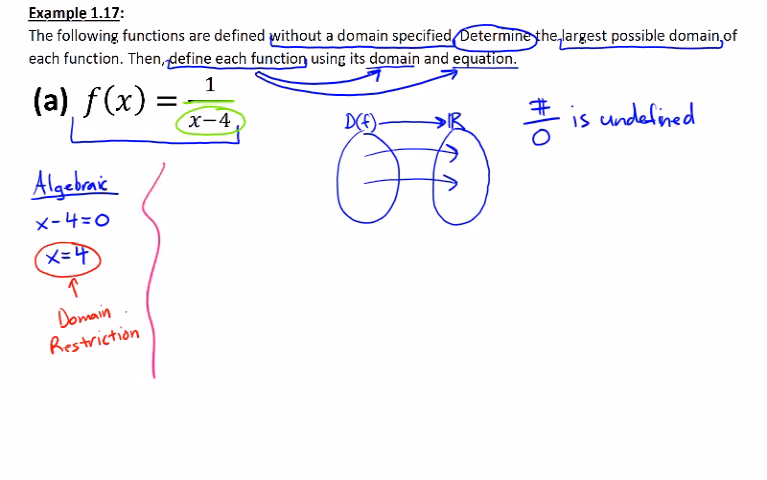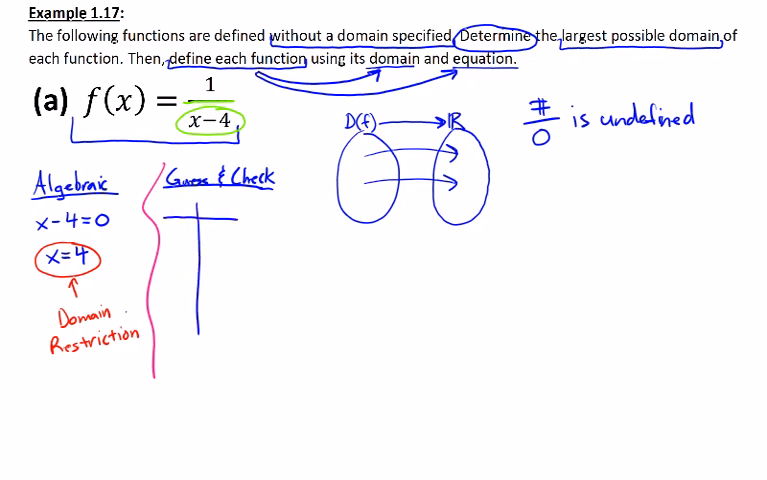So thinking about this from a guess and check perspective, I would make a t-chart and I would start plugging in different real numbers to see what works. Now, according to the algebraic technique, there is one value that is not supposed to work, and that would be 4. So I'm going to start with that one.